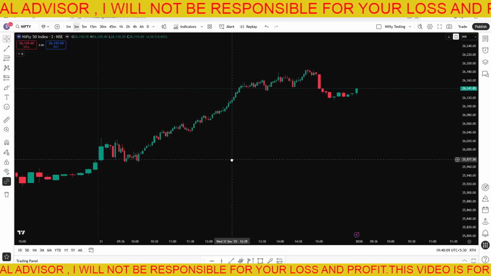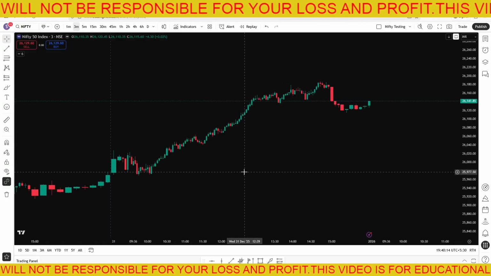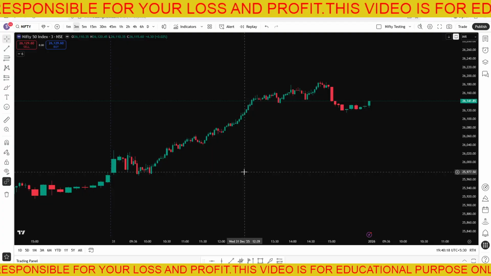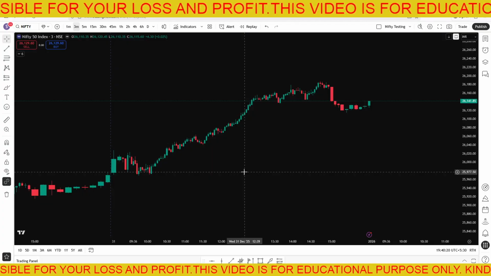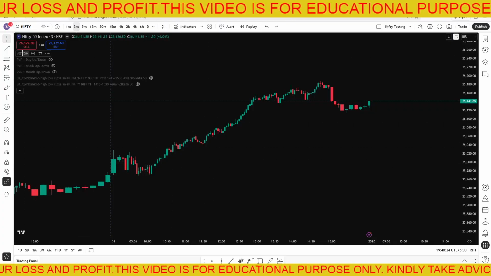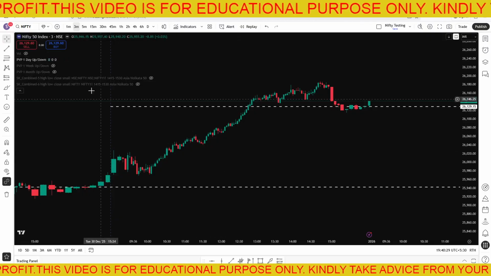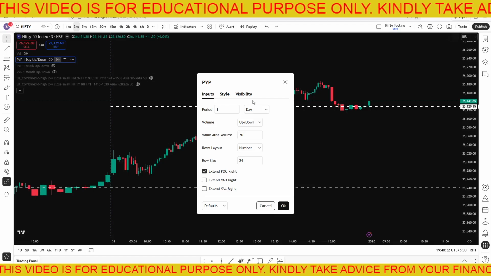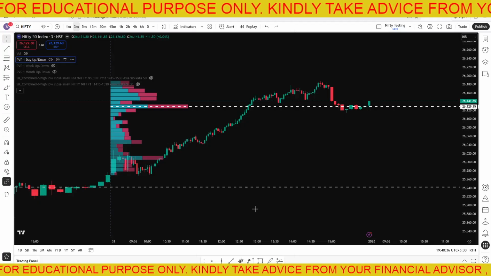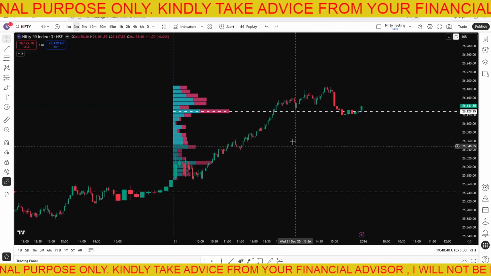Okay, so I'll show you the rule and the setup, the entire setup, that how I take the trades, right? So in this I use volume profile. As you people must be aware about volume profile, right? Something like this. So in short, I just want to describe it.